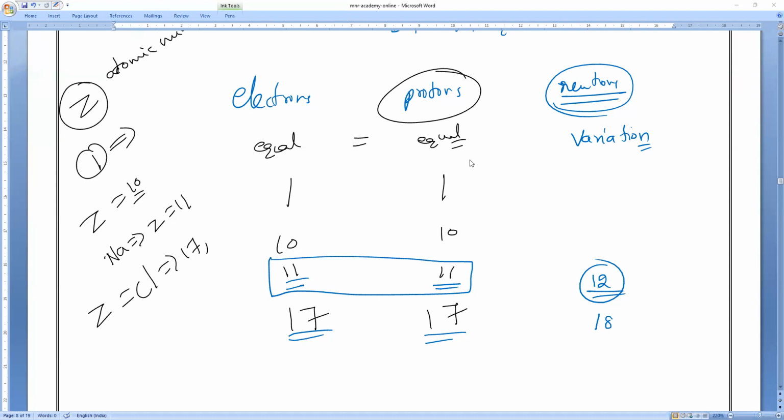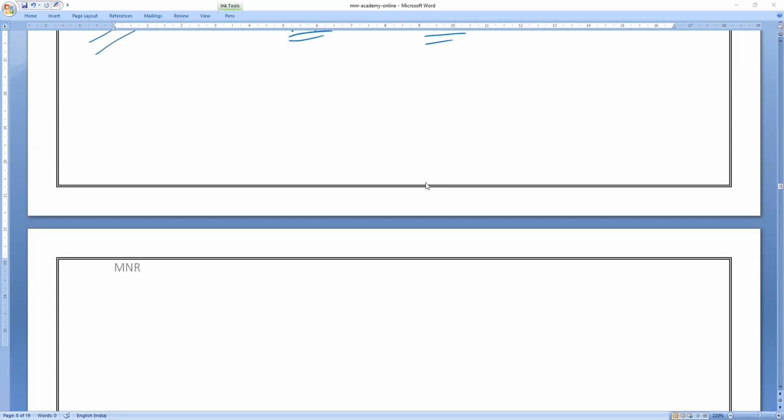Do you understand? So the atomic number will always tell us how many electrons and how many protons are there. Any problem, anybody, you can tell me. Are you clear?